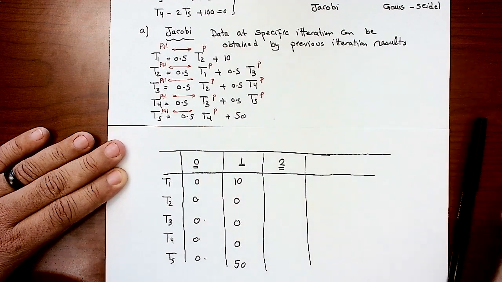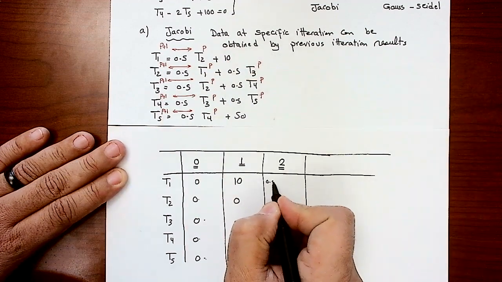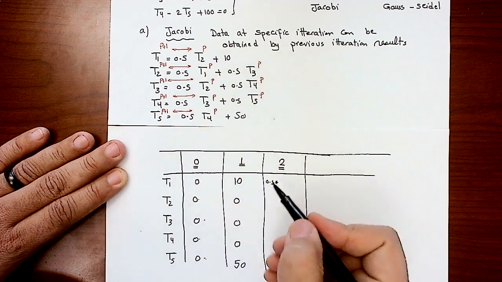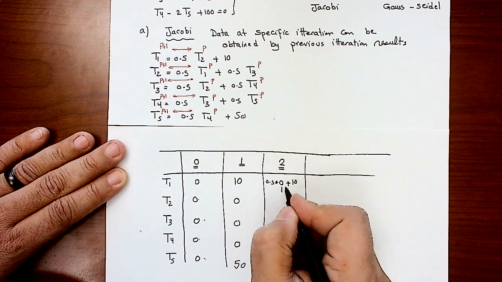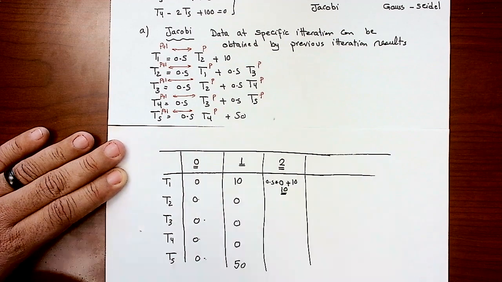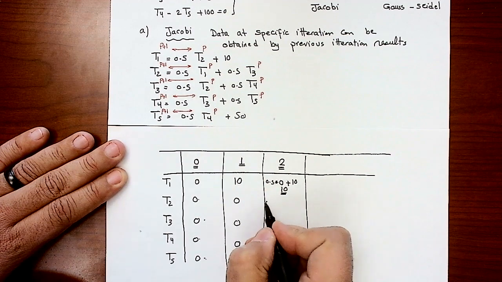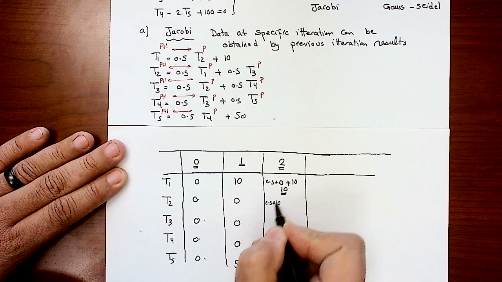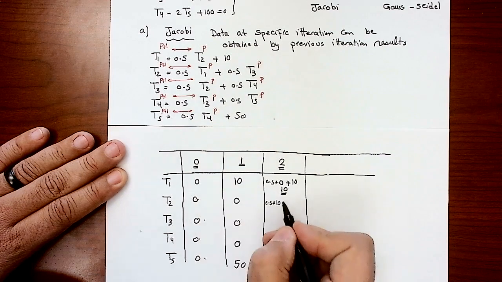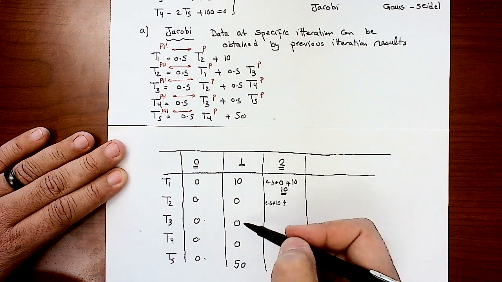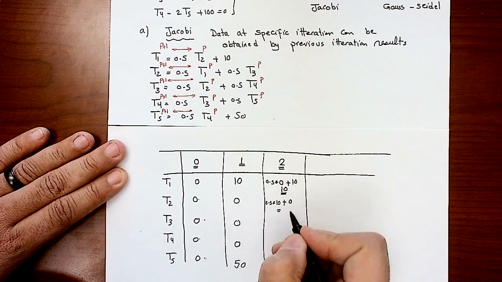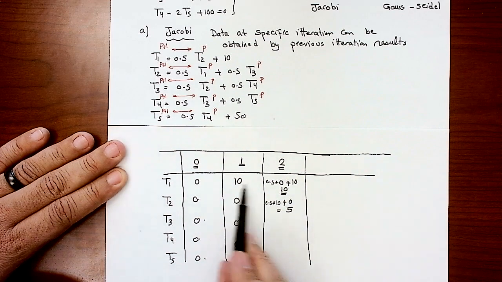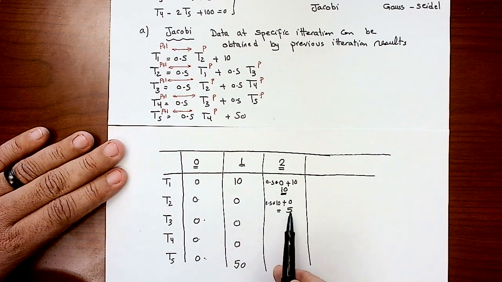I will go into the first equation. I'm going to have 0.5 times T2, and T2 from the previous one is 0, plus 10. So this is still 10. Now, go to the second equation. You will take T1 from the previous step, which is 10. So I will have 0.5 times 10, taking that T1, plus 0.5 times T3. T3 from the previous step is 0. So I will end up having T2 now coming to be 5. So now 10 is still the same, but now 0 becomes 5.